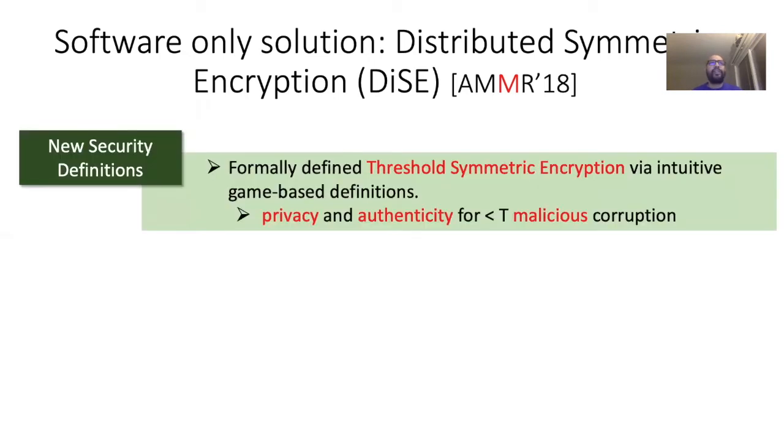So in 2018, a paper called Distributed Symmetric Encryption, or DiSE, my work along with Agrawal, Mohassel, and Rindal, proposed a solution that formally defined this problem of distributed or threshold symmetric encryption. In this paper, we defined threshold symmetric encryption via intuitive game-based definitions, and we achieve security like privacy and authenticity. It basically works like a distributed version of authenticated encryption, and it works up to t-1 malicious corruptions.